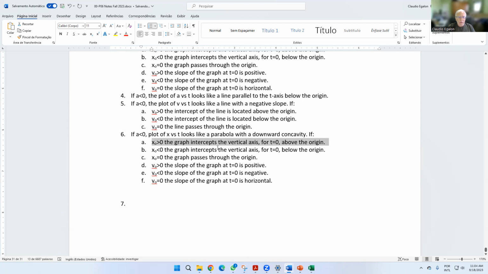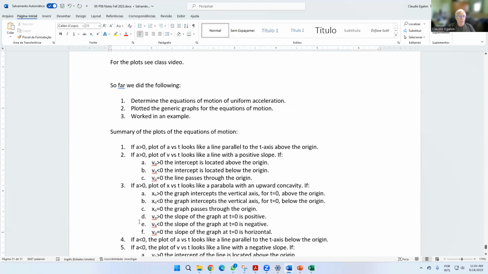And now we don't have to change anything here, right? If x naught is greater than 0, the graph intercepts the vertical axis above the origin. No change here. If v naught is greater than 0, the slope of the graph at t equal to 0 is positive. Otherwise it is negative, or horizontal. Okay, so those are all the possibilities that you're going to see for the plots of the equations for uniformly accelerated motion.